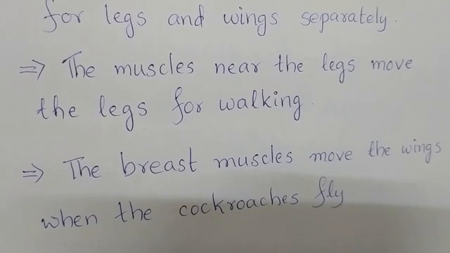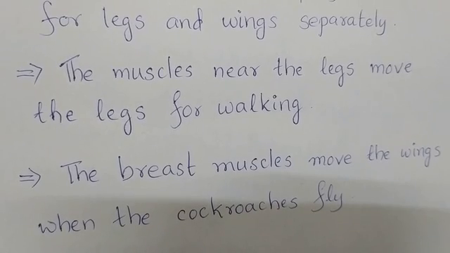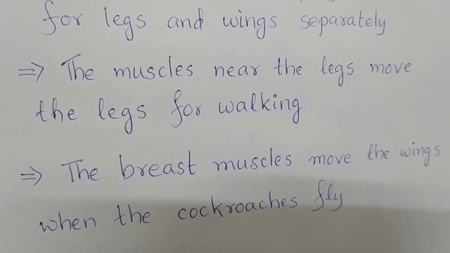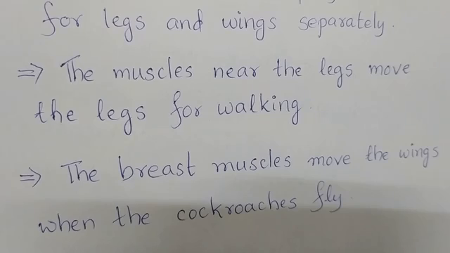The wings are attached in the cockroach to the breast region, right? So the muscles in the breast move the wings when the cockroaches fly. That's it. Okay. So this is the movement of a cockroach, how it is taking place. In the case of snail, it is simple. Only the muscular foot is causing movement. And it is a slow movement in the case of snail.